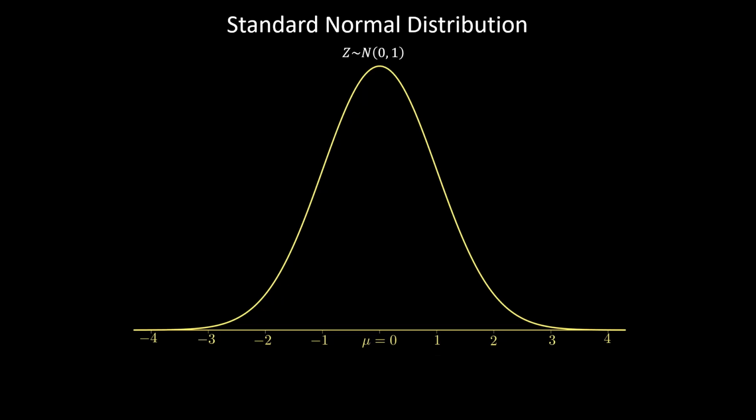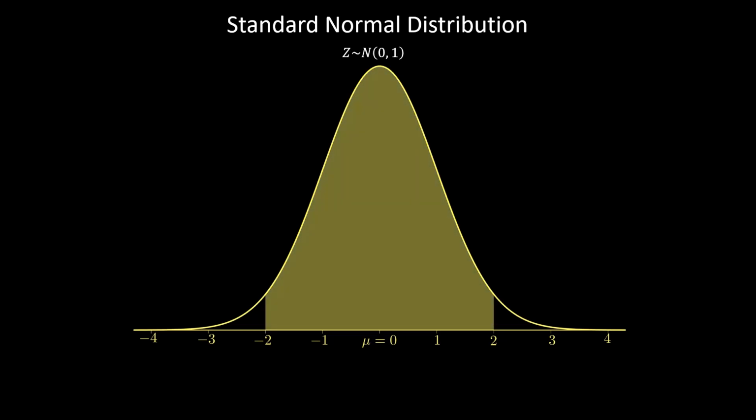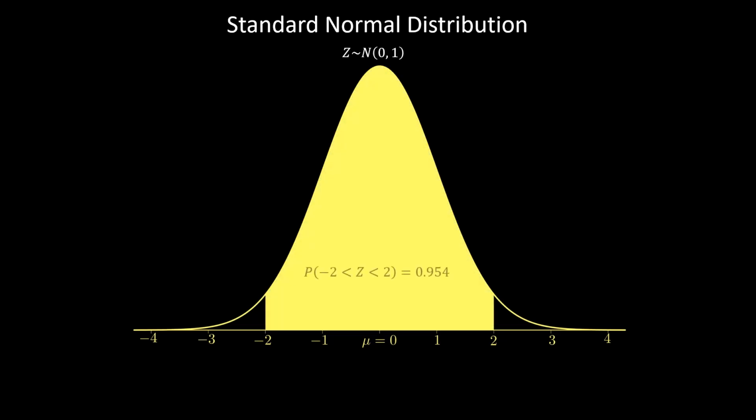Z-scores positioned on the left half of the curve are always negative, and those on the right half are positive. For example, a z-score of 2 means 2 standard deviations above the mean. A z-score of -3 means 3 standard deviations below the mean. Now let's say we were interested in finding the area bounded by -2 and 2. We would write that the probability that z is between -2 and 2 is 0.954. So when we're working with a standard normal distribution, we use z instead of x.